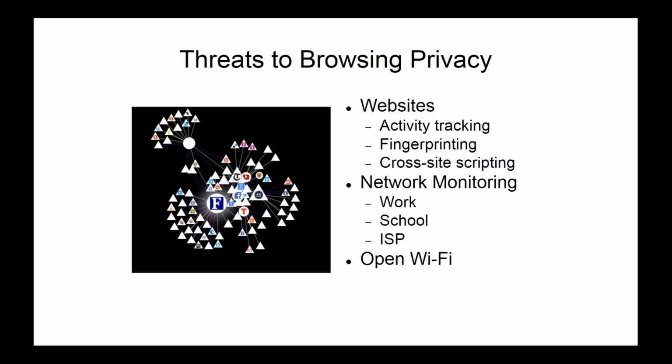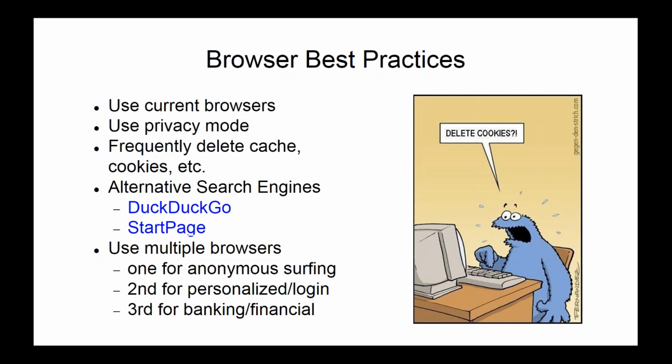Network monitoring is another major way that privacy can be threatened. If you're at work, school, or your internet service provider, they may be logging all the activity that you do, and they have the ability to monitor that. And then open Wi-Fi networks, what the concern is there is that someone else using the Wi-Fi network has turned on monitoring tools and is looking at what other people on that network are accessing.